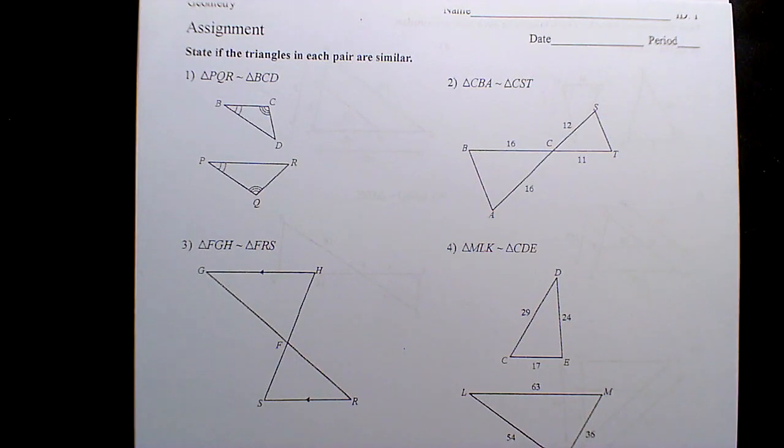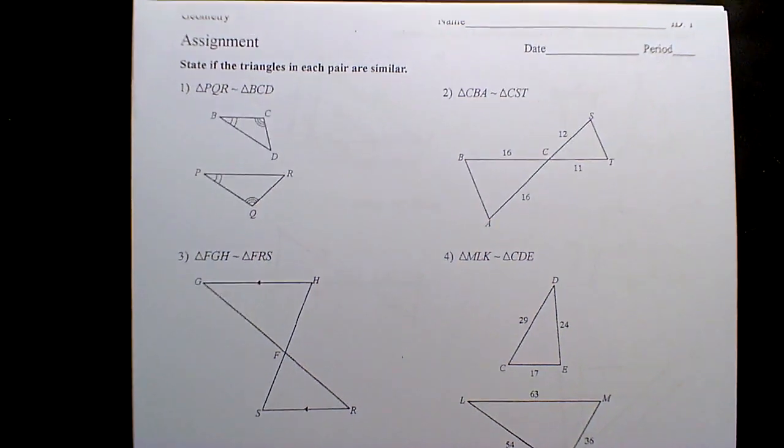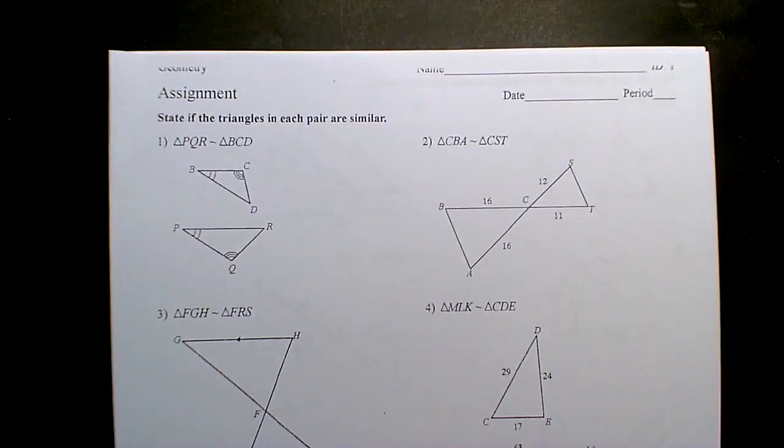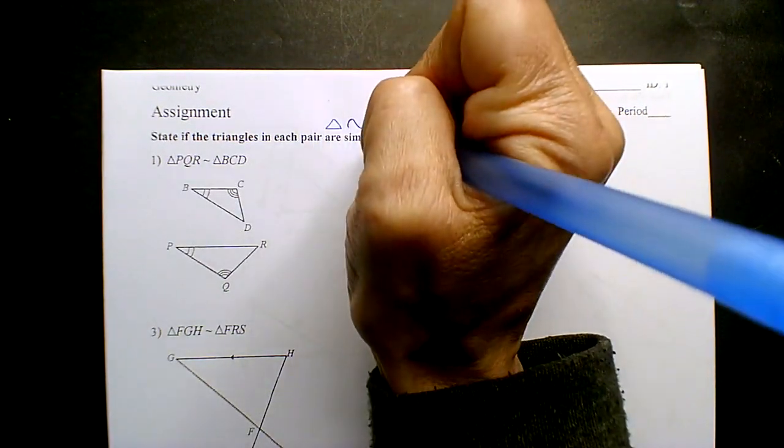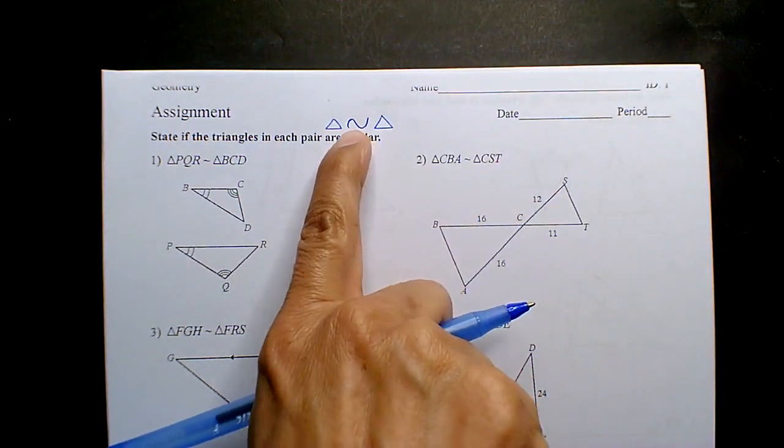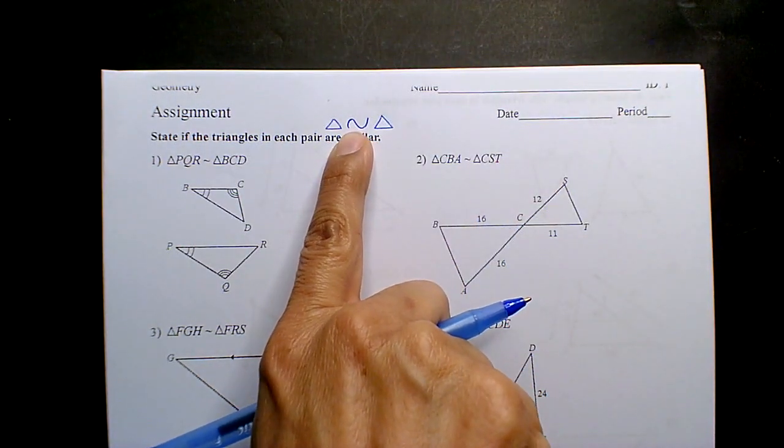The way you prove similarity in triangles, and by the way, similar has this wave symbol. So if I tell you this triangle is similar to that triangle, it's that wave.